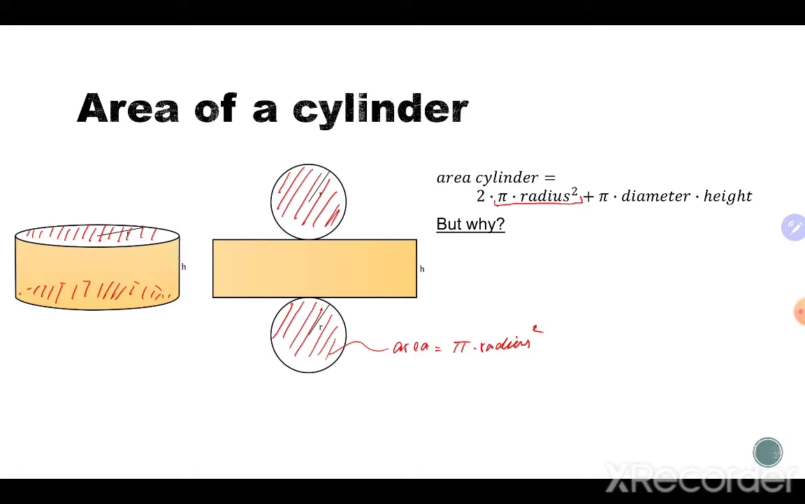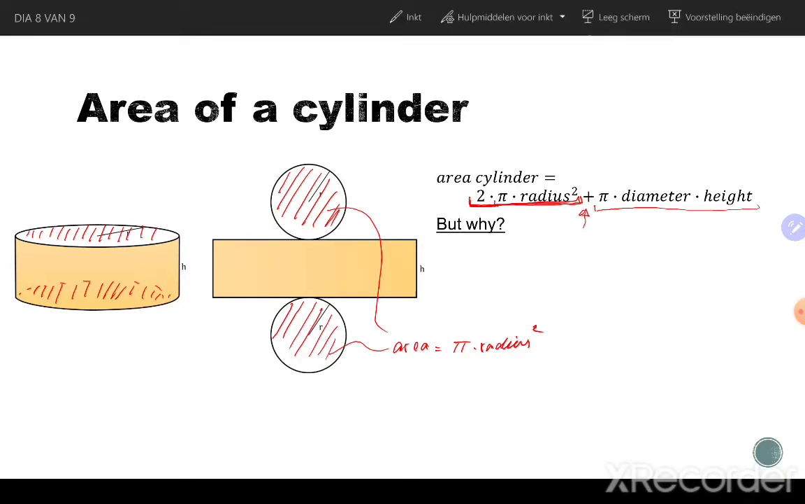Now, why do we still need to do times 2? Because we have 2 of them, so we have 2 circles. So that's the reason it is 2 times pi times the radius to the second power. We already solved the first part, and those are the 2 circles together. We need to add something else: pi times the diameter times the height. And that's that rectangle in the middle. This one.